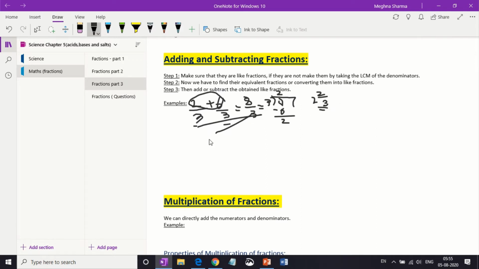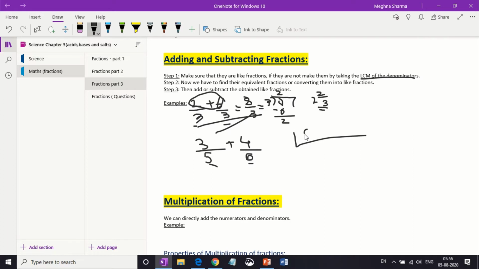Okay. Now let us see the case of unlike fractions. Let me take 3 by 5 plus 4 by 6. Now they both are unlike. Now we have to take the LCM of the denominators. I think you must know what LCM is. LCM is the least common multiple.